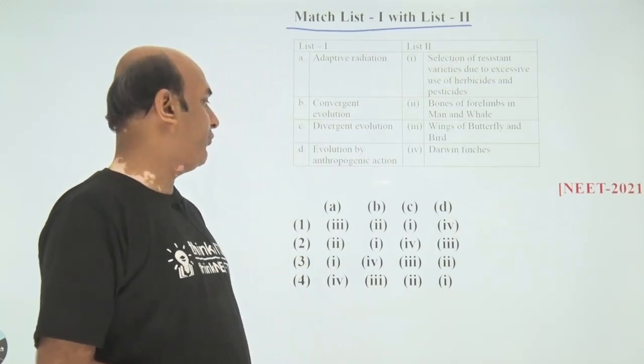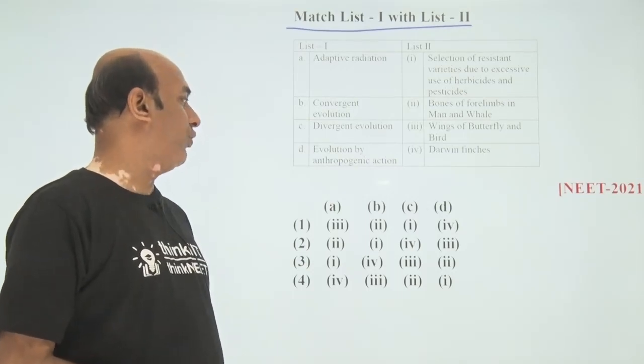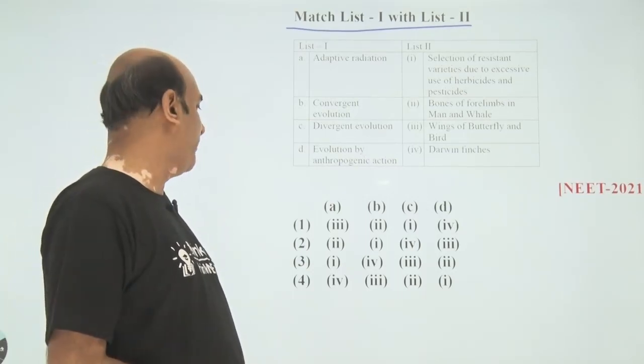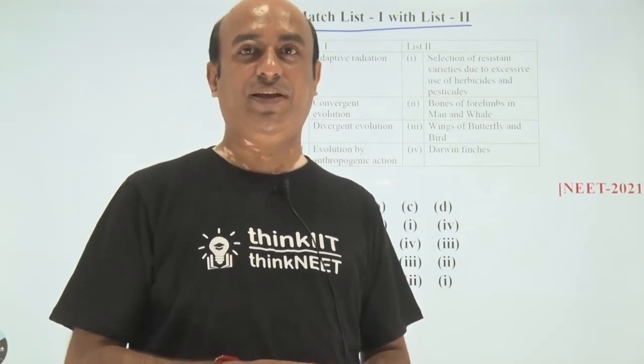Option number 2, A2, B1, C4, D3. Option number 3, A1, B4, C3, D2. And option number 4, A4, B3, C2, D1. So student, here which option is the correct one?